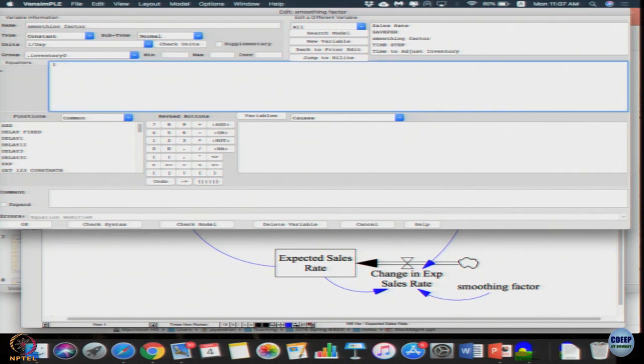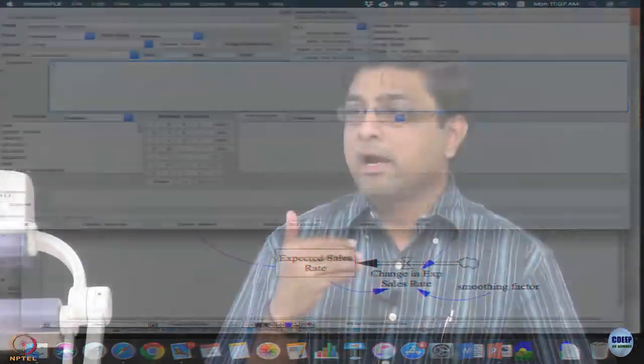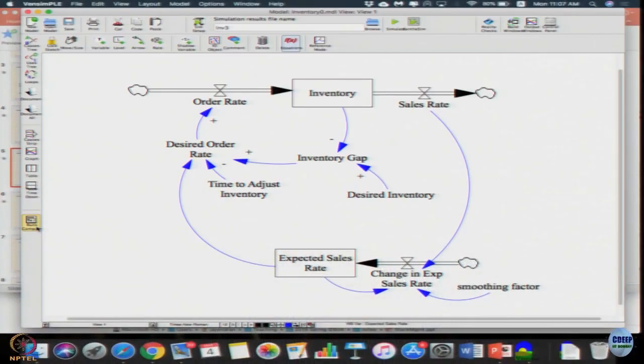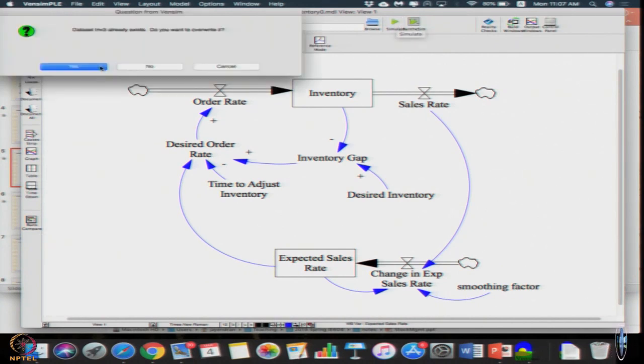When the smoothing factor is close to 0, say around 0.2, we give lower weightage to the recent sales information, so it takes longer to achieve steady state. But when the value is closer to 1, we give more weightage to the current sales information. So let's see what will happen. I just made it 1. Let's simulate.